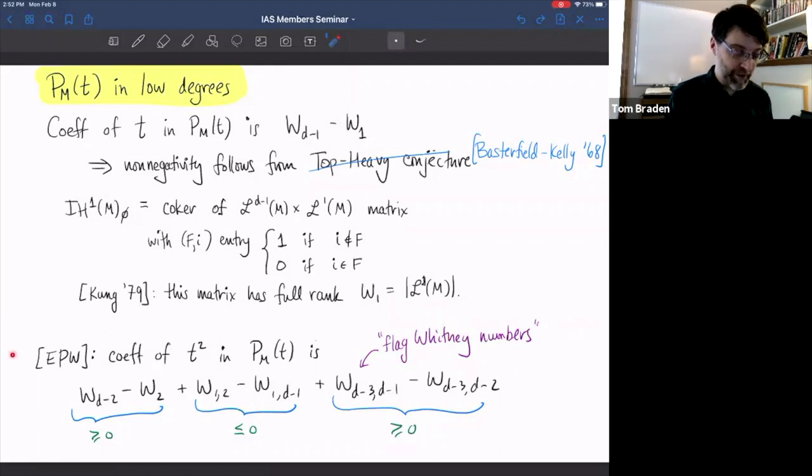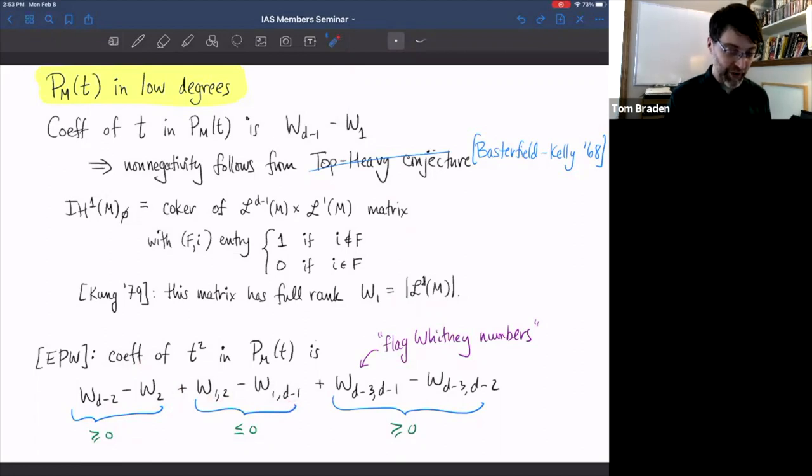And finally, for the degree two coefficient, the stories diverge, because the coefficient of degree two can be written as a sum of plus or minus six terms. The first two are Whitney numbers like before, and they are symmetric Whitney numbers, which by top-heaviness would be non-negative. But the other terms, instead of counting flags, are counting chains of flags. So this would count a rank one flat contained in a rank two flat, and a rank one flat contained in a rank D minus one flat, and so on.